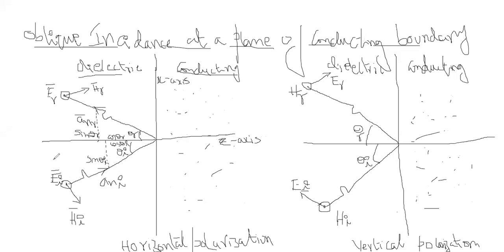Okay, the electric field is parallel to the boundary surface, and we call it horizontal polarization. So the x-axis means it travels from this point to the above, which means it is a_x, a positive a_x. So, because it is in the forward direction, a_nI bar is equal to sine theta I into a_x bar.